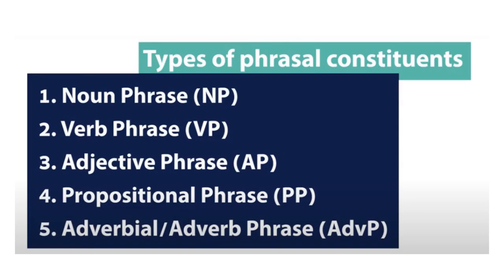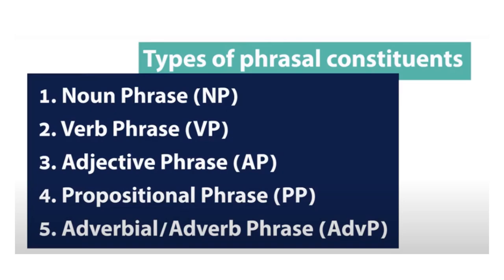Next slide. So here is just a review of types of phrases or types of phrasal constituents, or what we call phrases. Noun phrase, verb phrase, adjective phrase, prepositional phrase, adverbial or adverb phrase. These are just a review of types of phrases or types of phrasal constituents. So why do they have syntactic categories?